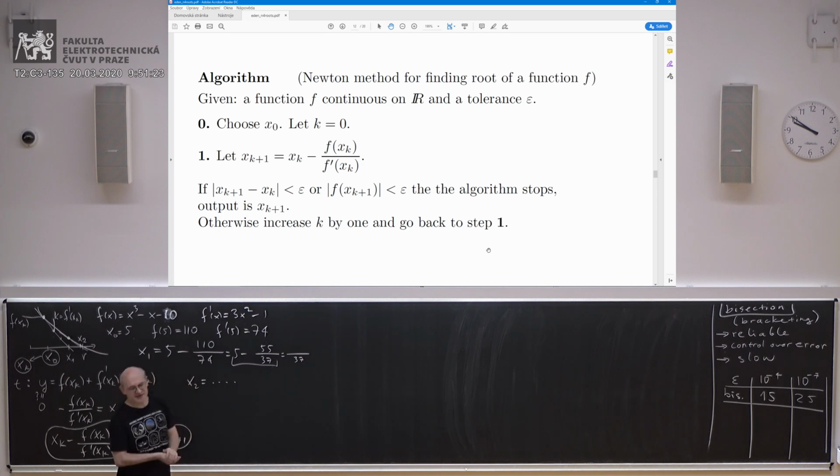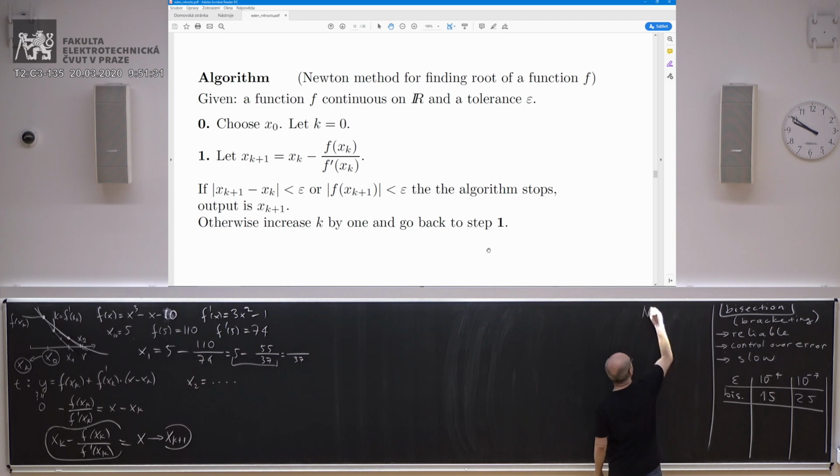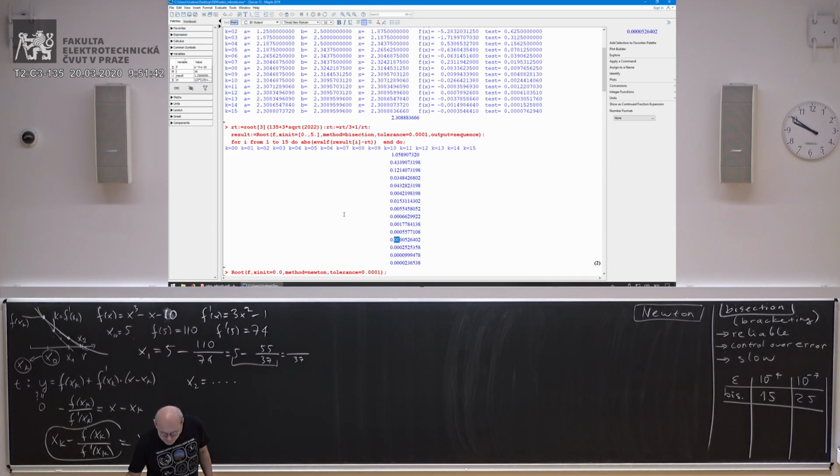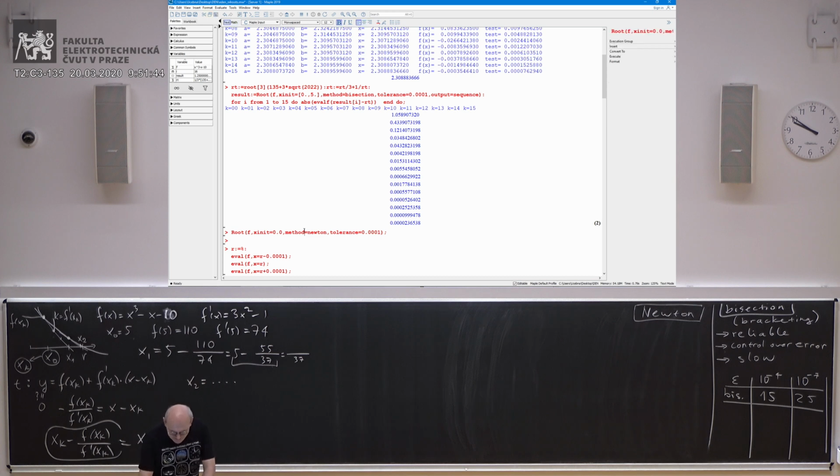Okay, let's skip the next part for now. So we have the procedure, it's called the Newton method. Now, what can we expect from the Newton method? Let's make a little comparison. And let's make a little experiment as well. I have a little code here. Let's make it larger again.